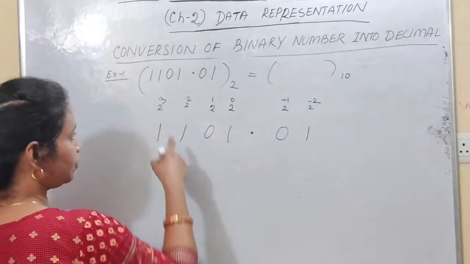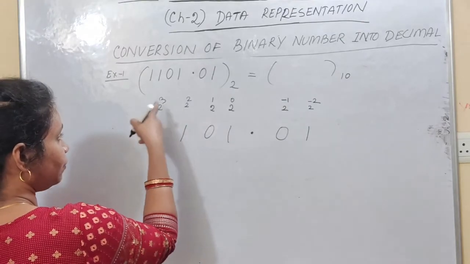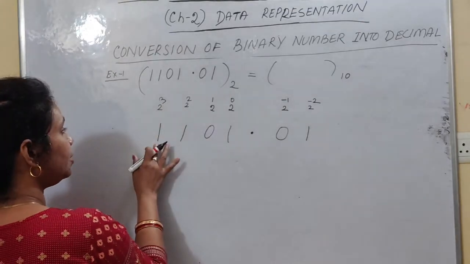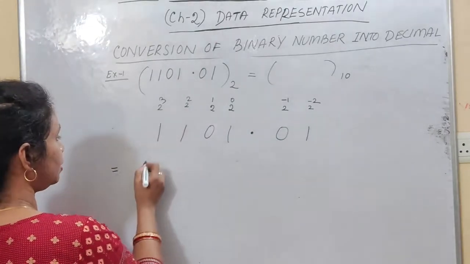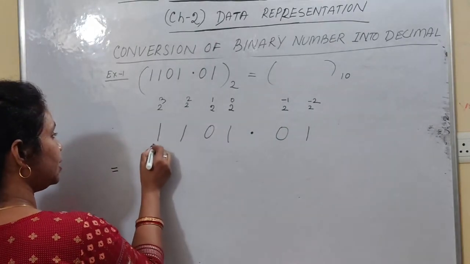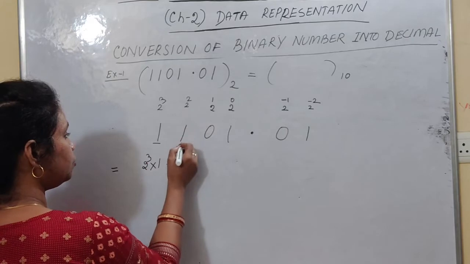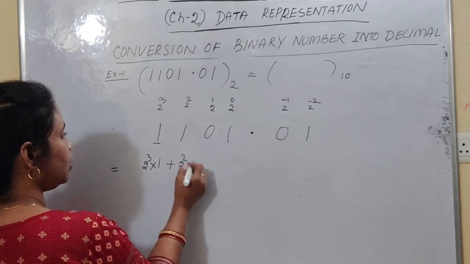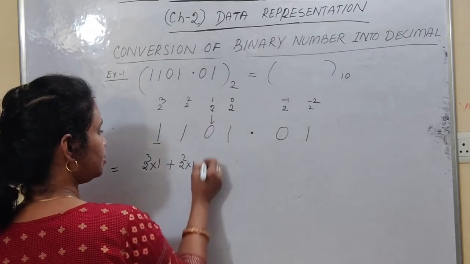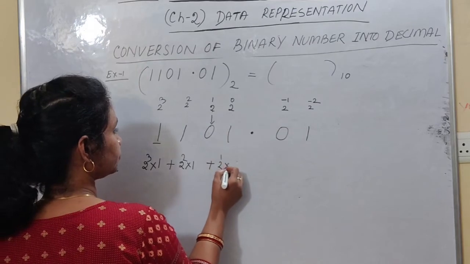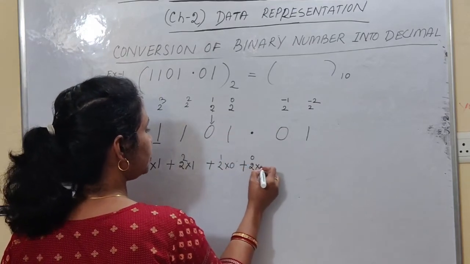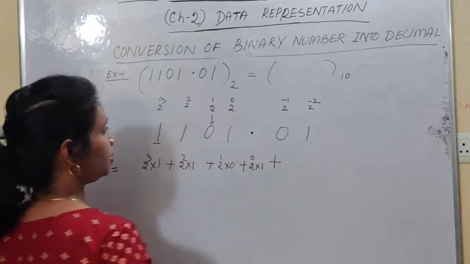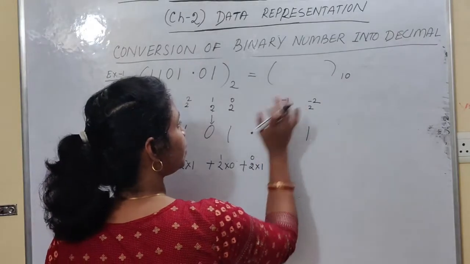Is that clear? Now you have to multiply this positional weight, positional value to the corresponding bit. After that you have to add the values. So here what will you do? 2 to the power 3 multiply this number, plus 2 to the power 2 multiply this number, 1, 2 to the power 1 multiply this number, 0, plus 2 to the power 0 multiply 1. Now next plus 2 to the power minus 1.